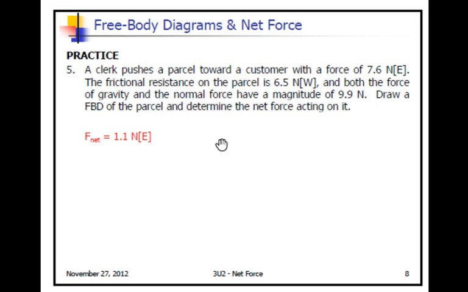Your net force is 7.6 east plus 6.5 west. When we're adding those together, we can change the 6.5 west to negative 6.5 east, and 7.6 east minus 6.5 east is 1.1 east.